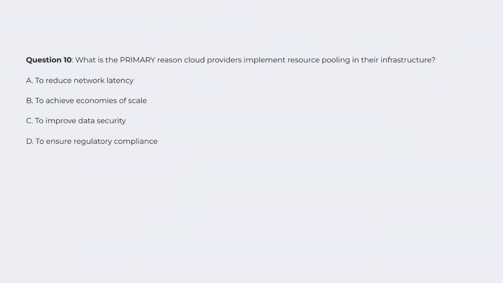Question 10. What is the primary reason cloud providers implement resource pooling in their infrastructure? A. To reduce network latency. B. To achieve economies of scale. C. To improve data security. D. To ensure regulatory compliance.